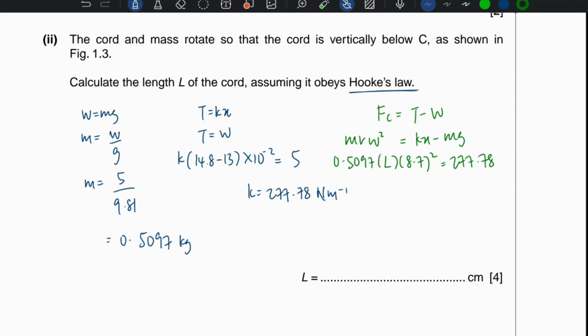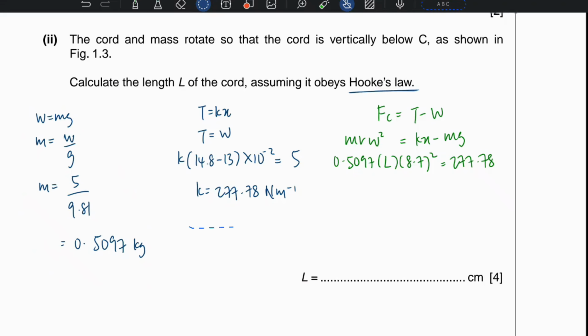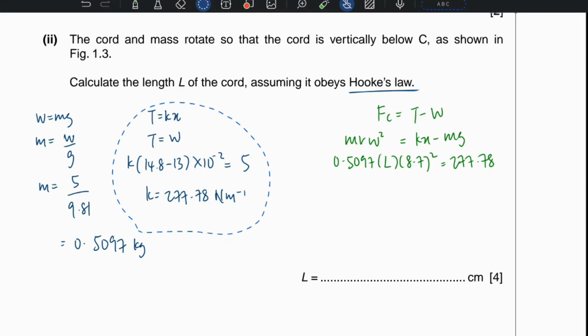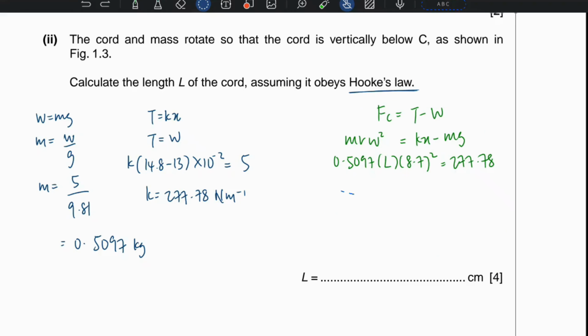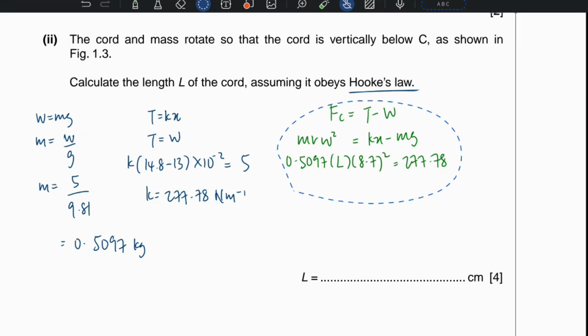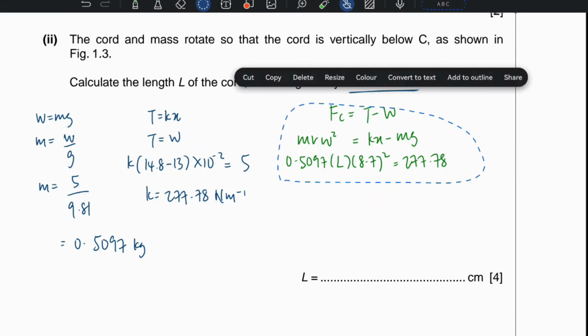K is 277.78. I think I'm running out of space. In the exam, kindly allocate your space well, because you can't write further than this line. They won't read it. So allocate your space well. Don't be like me. Please allocate it well.